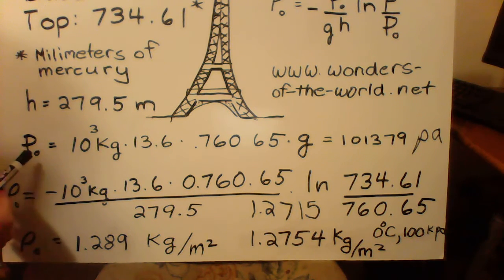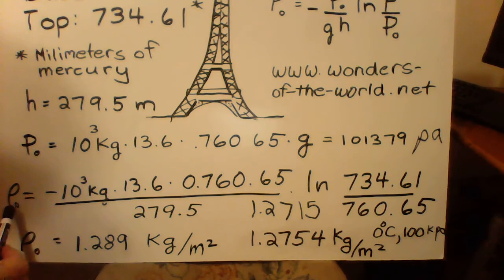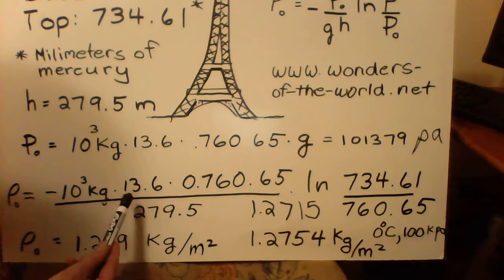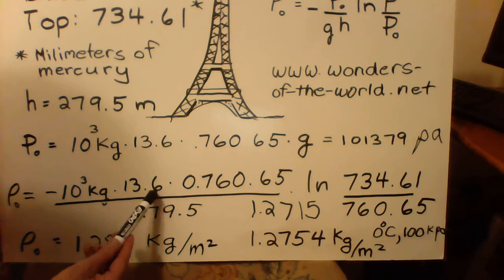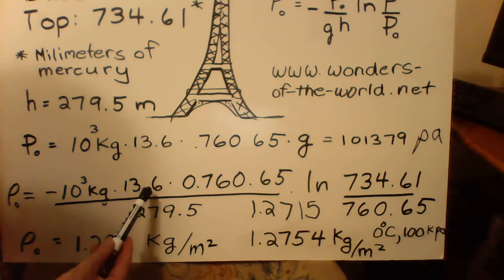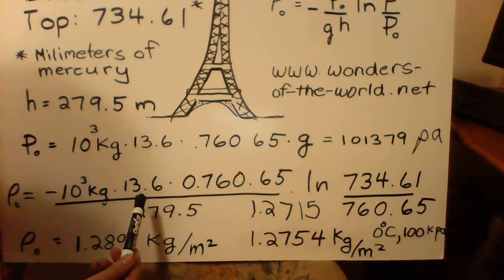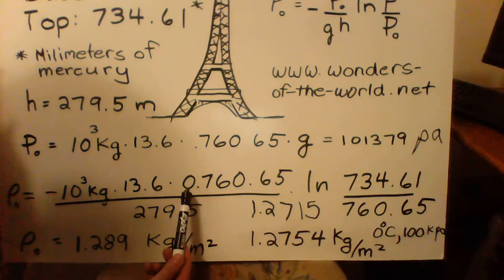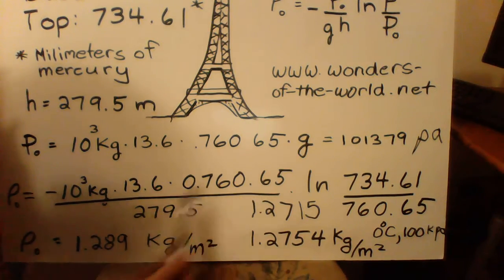Now, we don't want this P sub 0. We want rho sub 0, which is the density. So what I'm going to do here is I put my numbers in here, my 10 to the third kilogram, 13.6 times that gives us the mass of mercury. But it's going to be short of that since our column was not really 1 meter, but it was 0.76065 meters.